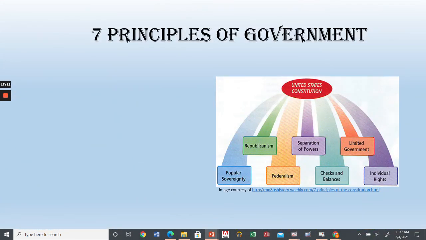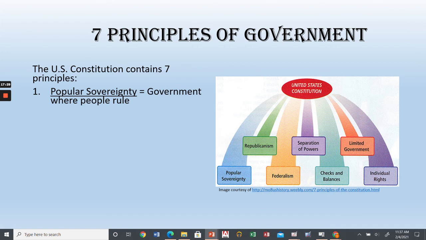Okay, the last thing I want to talk about in today's lecture are the 7 principles of government. If you go through and read the Constitution, especially once the Bill of Rights is added to it, you can find that there are basically 7 principles of the United States government. The first is popular sovereignty. This is pretty easy. It just means a government where the people rule. Popular refers to people, sovereignty means rule. Popular sovereignty is a government where the people rule.